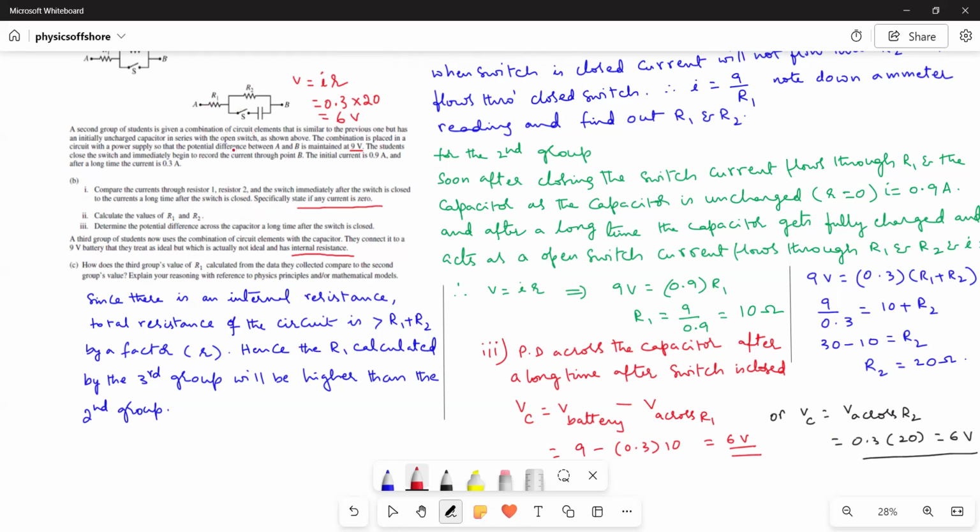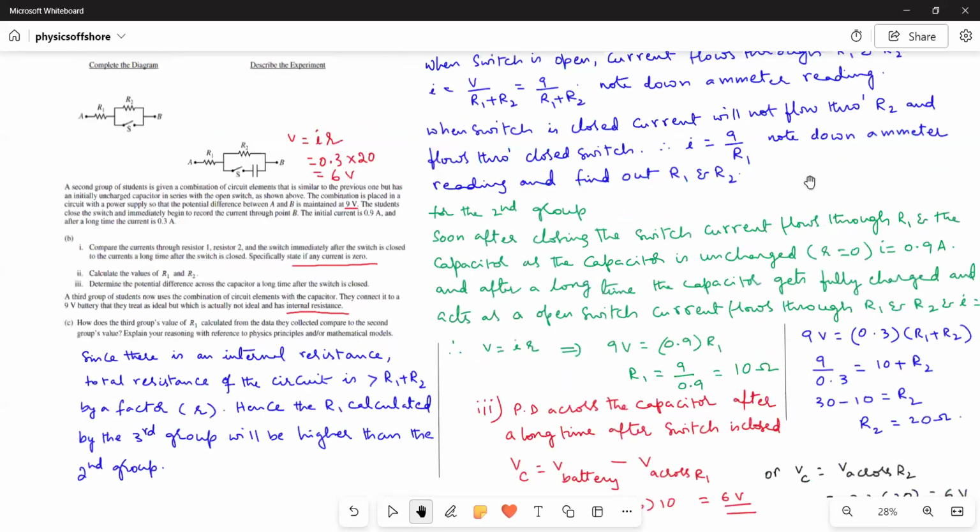We consider that the battery has no internal resistance, and therefore the total resistance of the circuit is R1 plus R2. But here, the battery has some internal resistance. When another resistance is there, the total resistance of the circuit will be greater than R1 plus R2 by a factor r. Internal resistance is lowercase r. Hence, R1 calculated by the third group will be higher than the second group. That is the answer for this question.